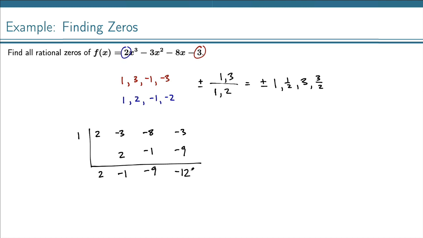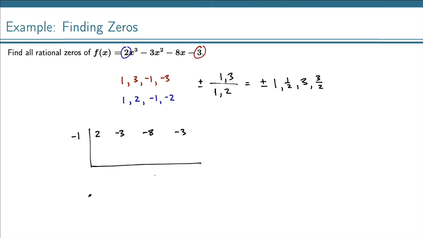Well, we did not get a 0 here. That means, since our remainder is not 0, that 1 cannot be a 0 of the polynomial. So that means it didn't work. So I move on. I'm going to erase my work and try the next number. I'm going to jump to the negative now.